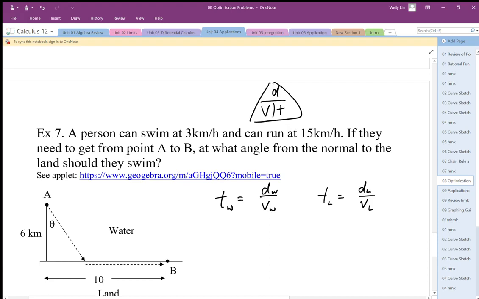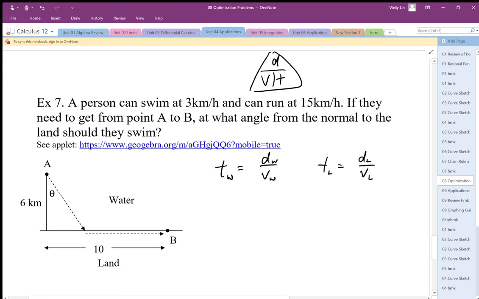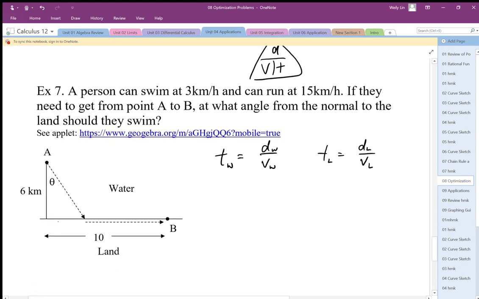You've been given the velocities on water and land. We just need to figure out the distance on water and the distance on land. I'm going to set this up this way: I'm going to call that x. The distance on the land is straightforward; that's going to be 10 minus x. So time on land is 10 minus x over the velocity on land, which is 15 kilometers per hour.